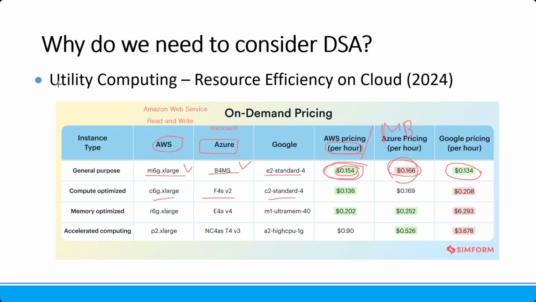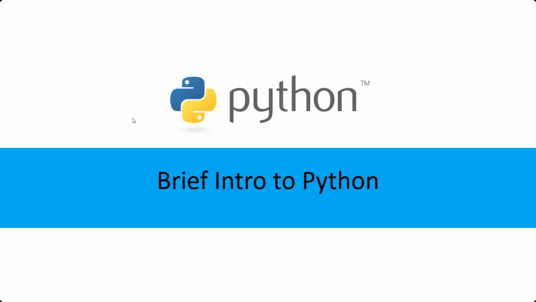So if we use the cloud, you need to consider the resource efficiency. If you don't consider the resource efficiency, of course, you need to pay a lot of money for just reading and writing the data. That's why we need to learn about data structures, because in this era, data is very important, and making a good algorithm is also important.